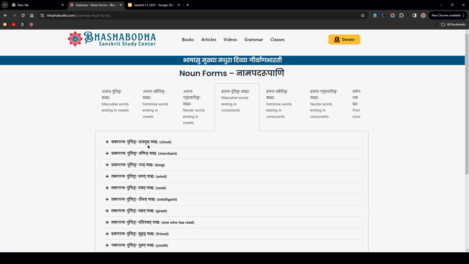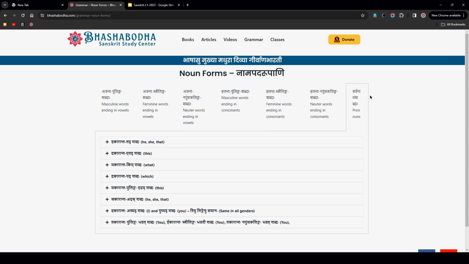But we'll also look at some of the shlokas, etc., where we might come across some words which are ending in Vyanjanam also, incidentally. And we'll also look at some of the words which are Sarvanama also during the level 1 study.